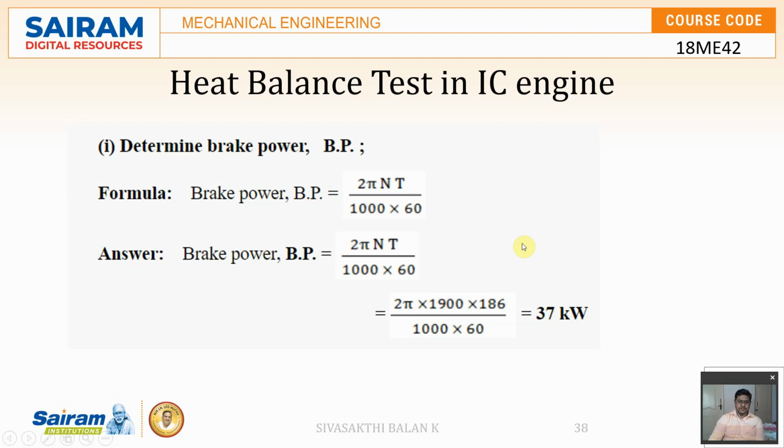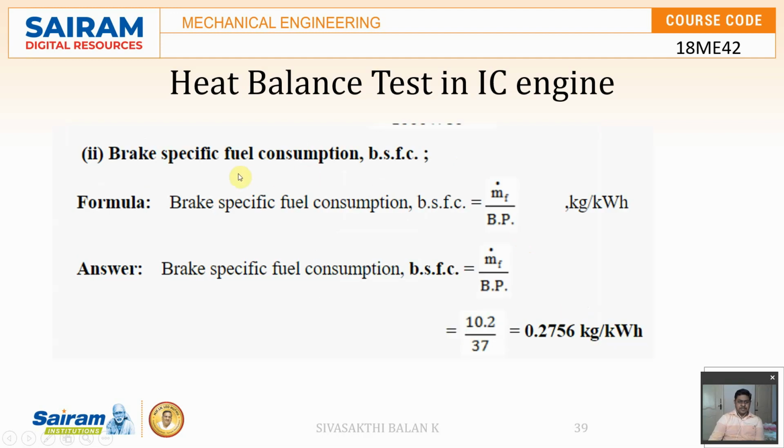And to calculate the brake specific fuel consumption, we use the expression: the ratio between the mass flow rate and the brake power. The mass flow rate value is given as well as the brake power value. So substitute both values here, and you will get 0.2756 kilogram per kilowatt hour as the value for brake specific fuel consumption.